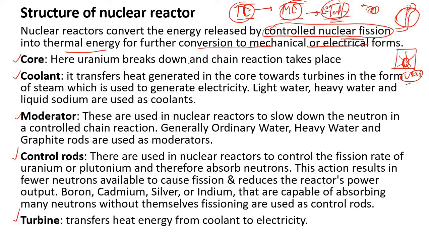So here uranium breaks down and a chain reaction takes place in the core. Okay, coolant transfers the heat generated in the core. As I told, if this is the core, coolant is supplied in this core so that heat from here is transferred. So it transfers heat generated in the core towards turbines in the form of steam, which is used to generate electricity.